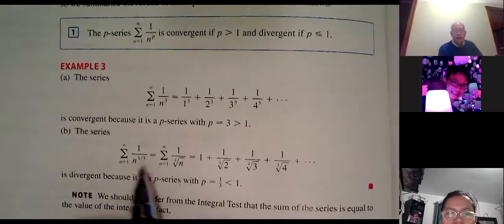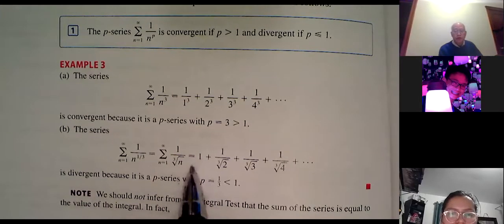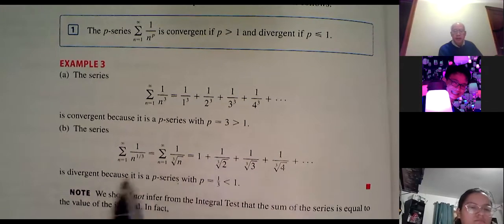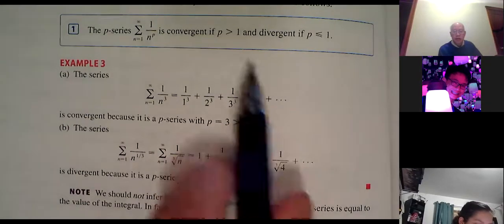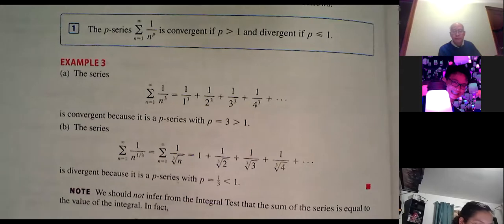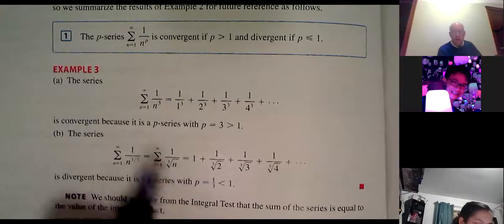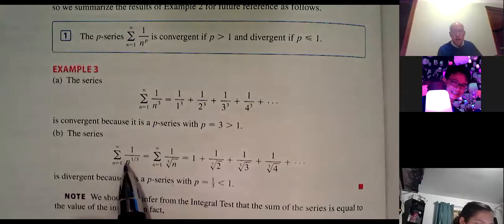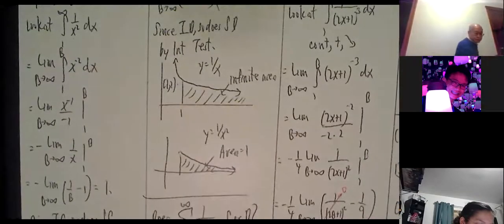On the other hand, 1 over n to the 1/3, which is 1 over the cube root of 1 plus 1 over the cube root of 2 plus 1 over the cube root of 3 plus dot, dot, dot, is divergent because it's a P series where p is 1/3, and 1/3 is less than 1. The reason for that is the integral test. If you did the integral test on the first one, you'll see that it converges. If you did the integral test on this one, you'll see that it diverges. So that's called the P series test.